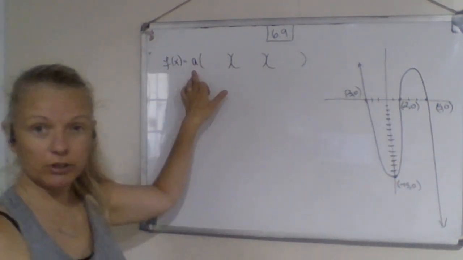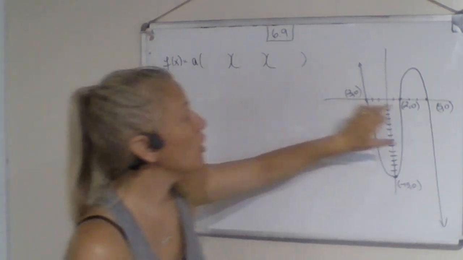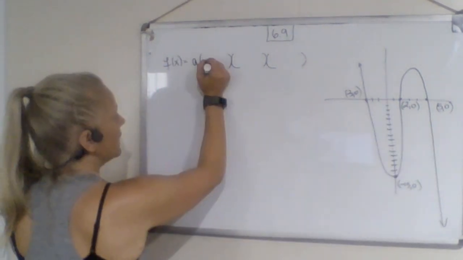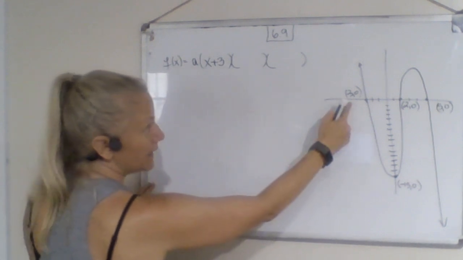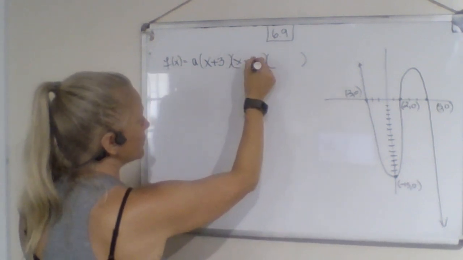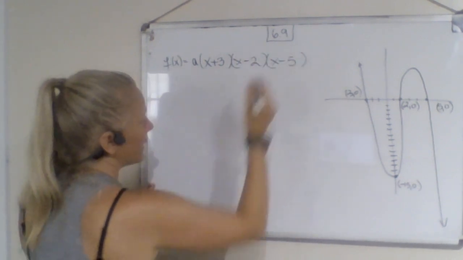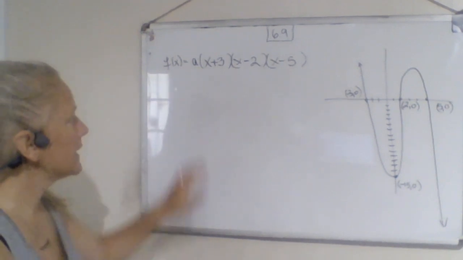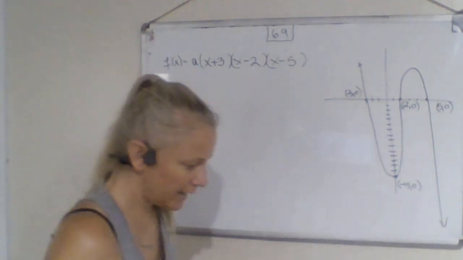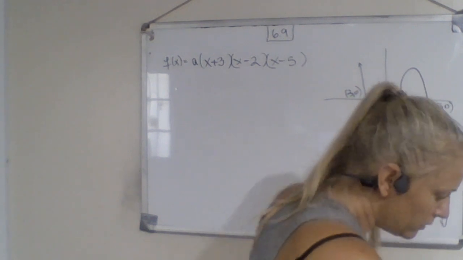All I have to do is write it in the right shape. I don't know my leading coefficient yet, so I'm going to put a. But I know all of my zeros. I can do this: x plus 3. When I plug it in, I change its sign. x minus 2, x minus 5. Okay, I know this. The only thing that I'm missing is that a. If I find that a, I am gold. So how do I find that a?